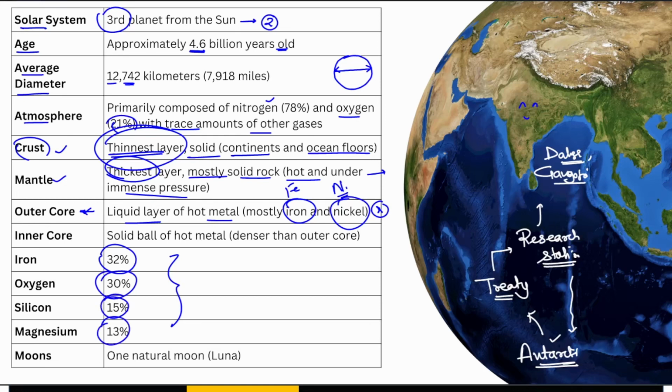There is only one moon to our Earth, which is known as our Moon, or also as Luna. You must have heard the word lunar: lunar eclipse, solar eclipse. This is why our Moon is known as Luna.